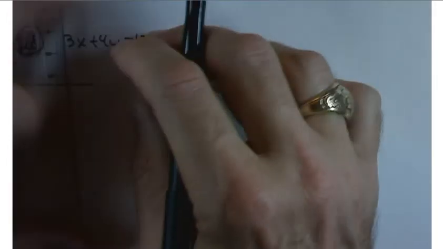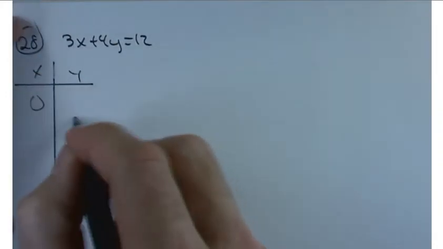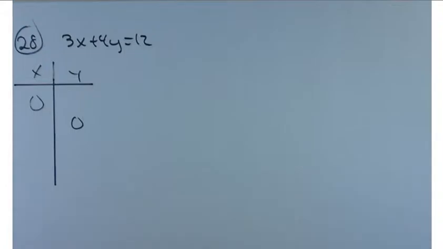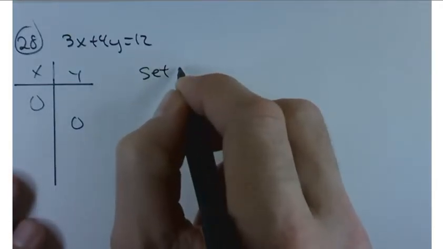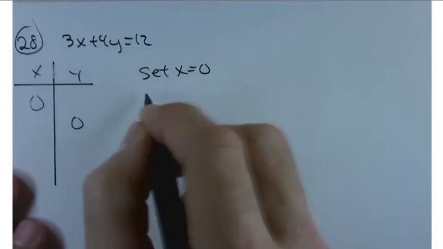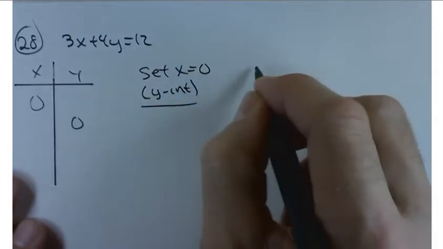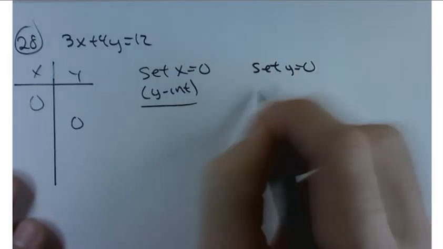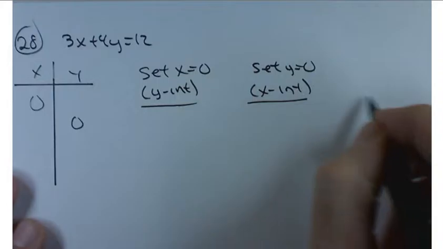So let's make ourselves a little t-table here. X and y, 0 and 0. Let's set x equal to 0. That's going to give us our y-intercept. And set y equals 0. That's going to give us our x-intercept. And then we're going to need one last point.